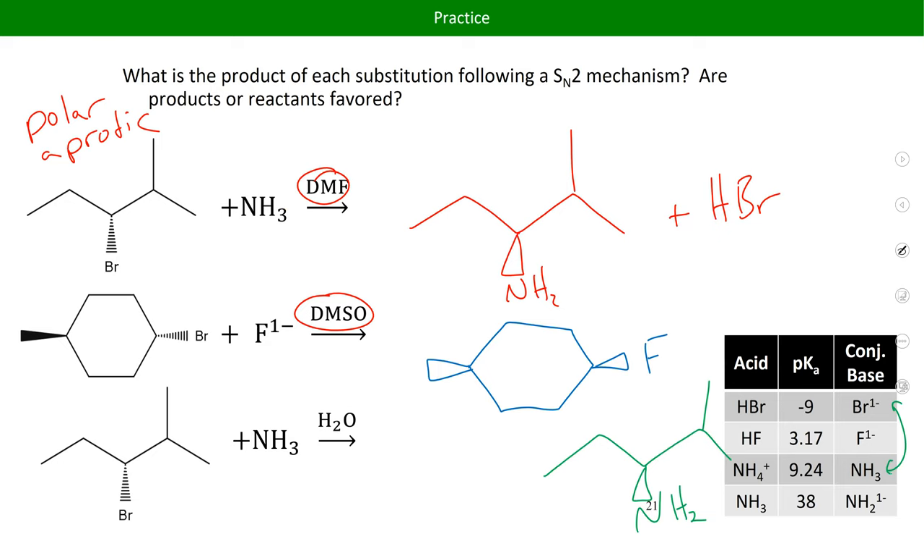So for this first one, aprotic solvents mean we don't need to worry about that. Basically, aprotic solvents mean that solvent effects aren't going to change the way we think about things. So for these first two, again, I don't necessarily expect you to know what these mean off the top of your head yet.